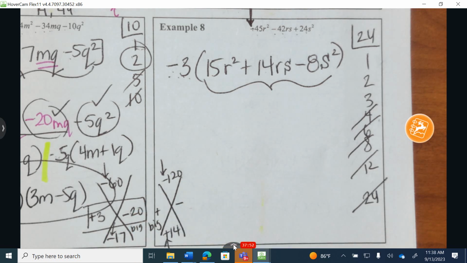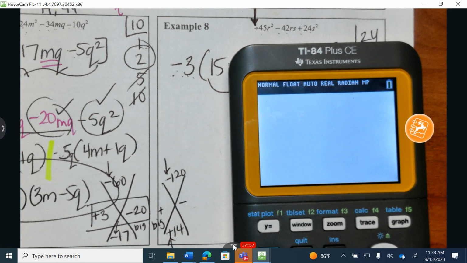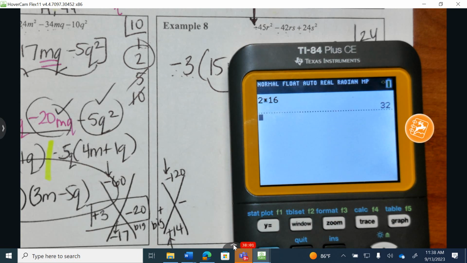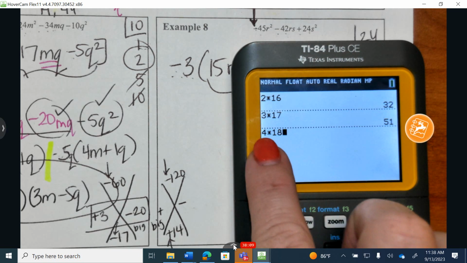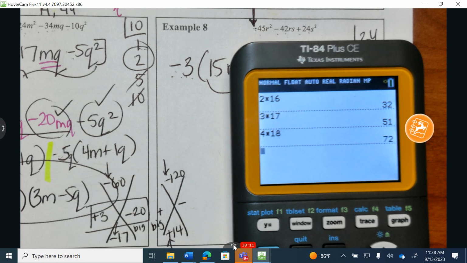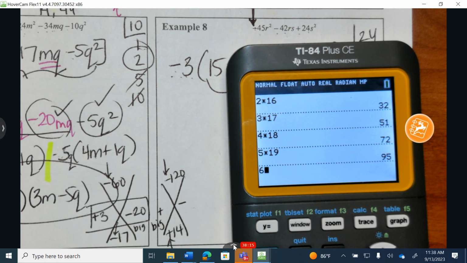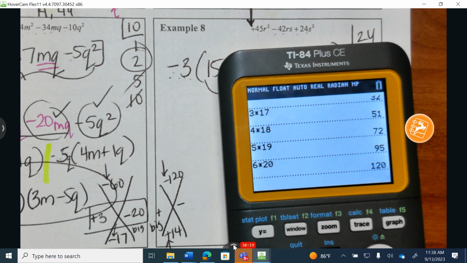Okay, so I need to think of numbers that are 14 away from each other. I don't know. So I know 2 and 16, for instance. They're 14 distance away. But notice how it's not large enough. So let's go 3 times 17. Not large enough. Let's go 4 times 18. Again, they're 14 away from each other. Not large enough. 5 times 19. I'm getting close. 6 times 20. It works. So 6 and 20 is my combination.